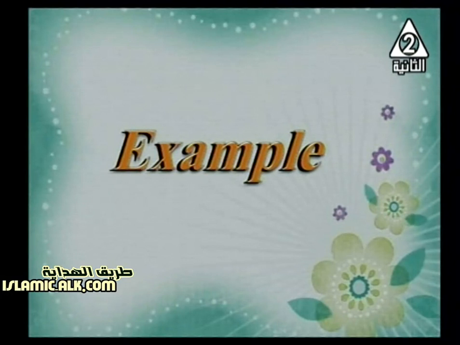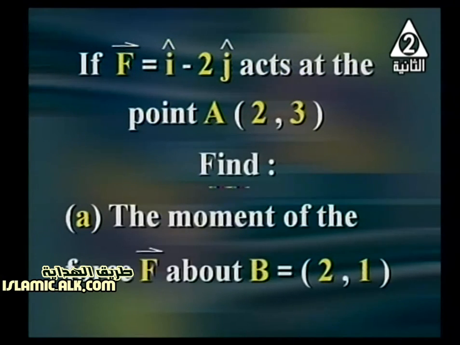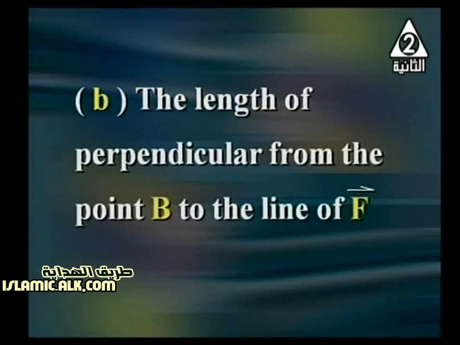If we have force F equals i minus 2j acting at the point A (8, 2, 3), find the moment of the force F about B (2, 1). Part A: find the moment. Part B: find the length of the perpendicular from the point B to the line of the force F. Look at the solution.